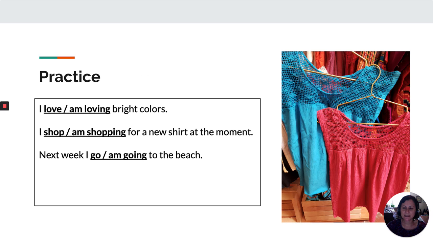Let's practice. I love or am loving? I love. This is a general truth that I love bright colors. I shop or I am shopping for a new shirt at the moment? I am shopping.